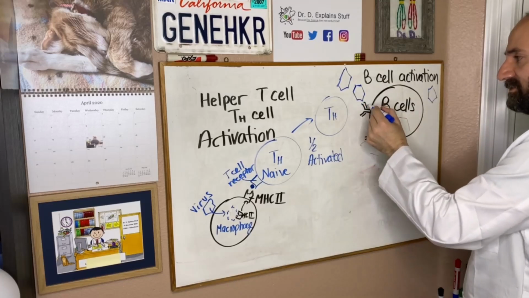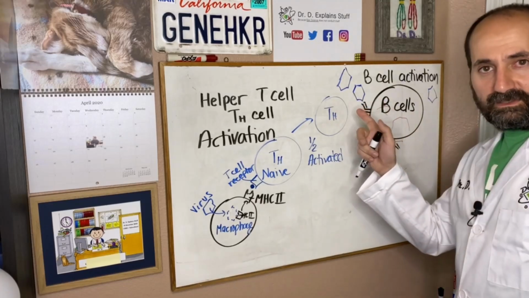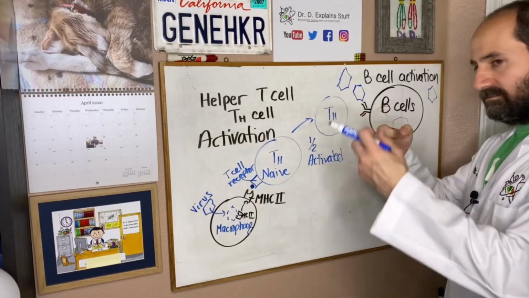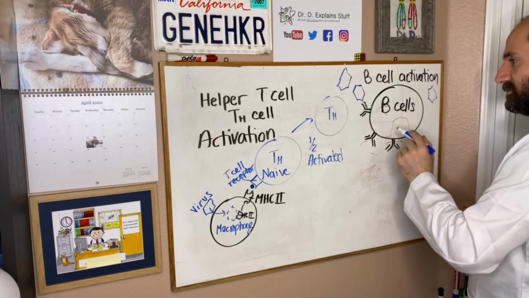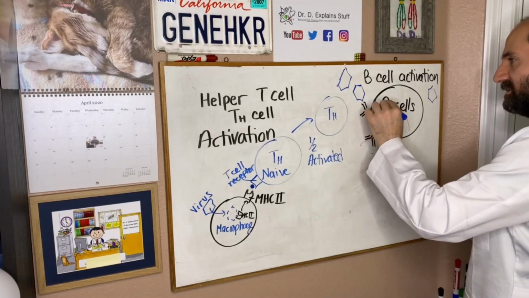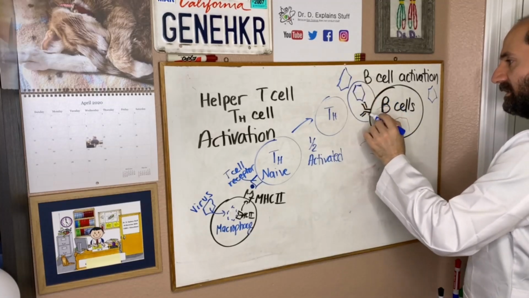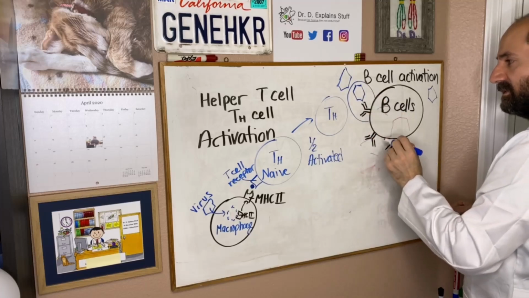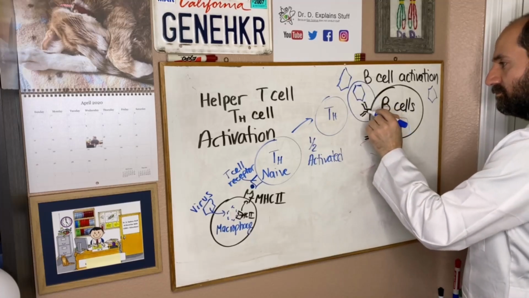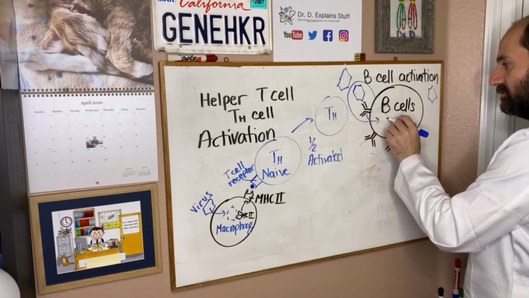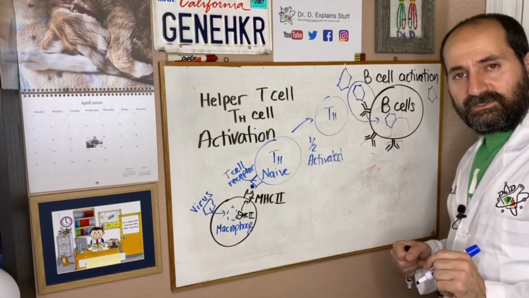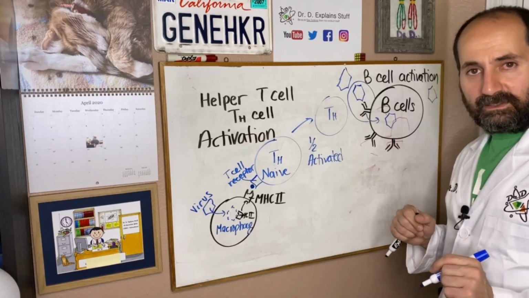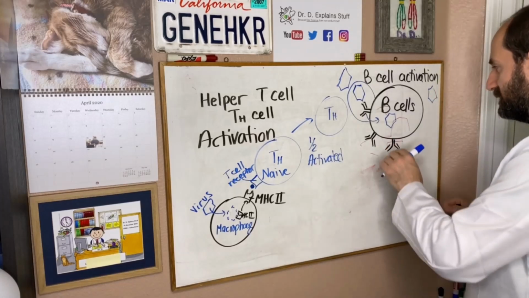That virus sticks to the antibody on the B cell receptor. They adhere. What does the B cell do? The B cell's job is to take this antibody-virus conjugation, bring this inside. So you've now internalized the virus. And what else do?